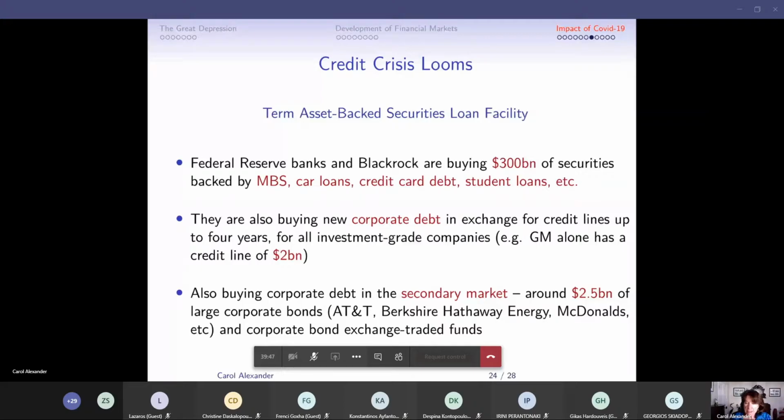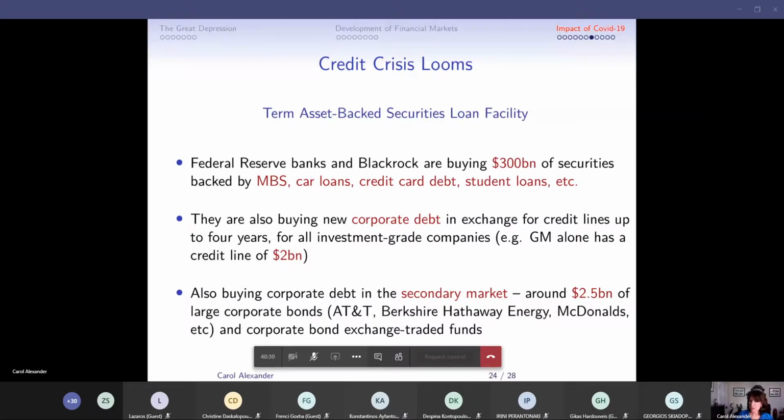So now to this term asset-backed securities loan facility. Federal Reserve banks are teaming up with BlackRock, one of the largest asset managers, which has $7 trillion under management, so it has a lot of its own reserves that it can use. So they are buying $300 billion worth of securities for consumer loans, mortgage-backed securities, not so much an issue as the car loans, credit card debt, student loans, and so forth. They're also buying new corporate debt. So this is why investment banks are raking it in with underwriting these new bond issues in exchange for credit lines up to 4 years.